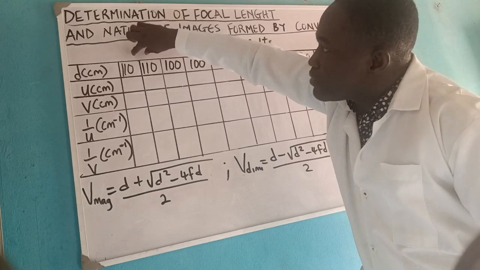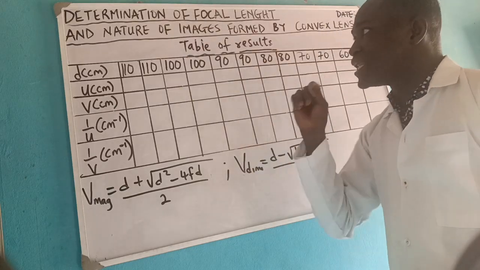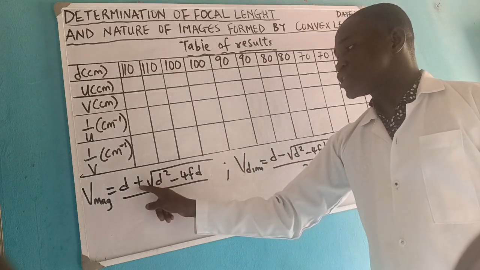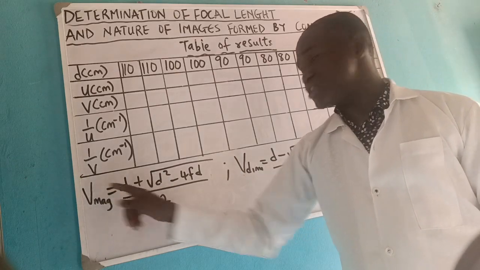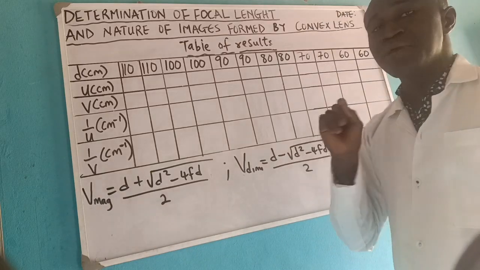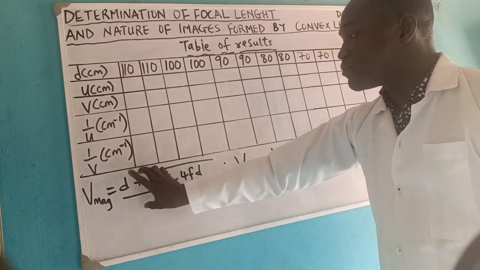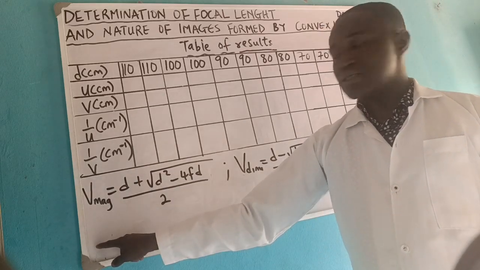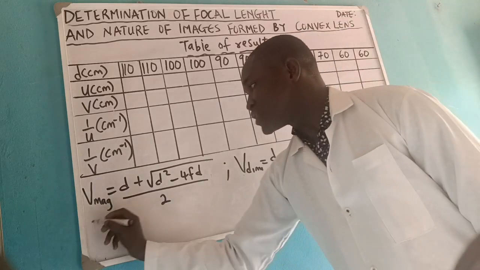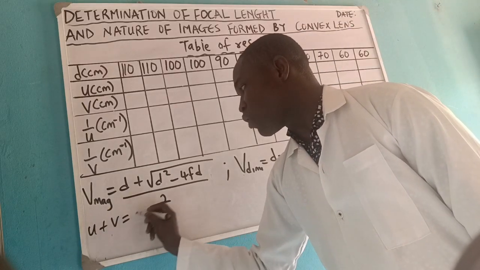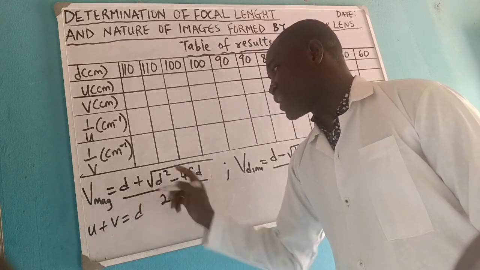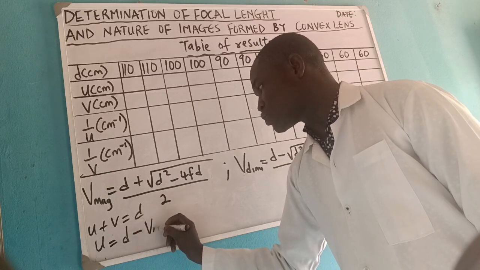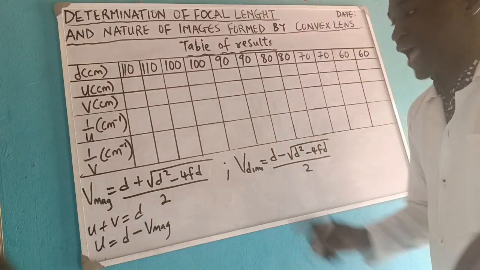Now, why do they replicate this? They replicated it because in that formula we derived, we say plus or minus. Plus is used when you want to get a magnified image. Minus is used when you want to get a diminished image. Whichever magnified image you get, you find the position of the object since u plus v is equal to d. So if you get the v magnified, u will be equal to d minus v magnified. Are you getting it?